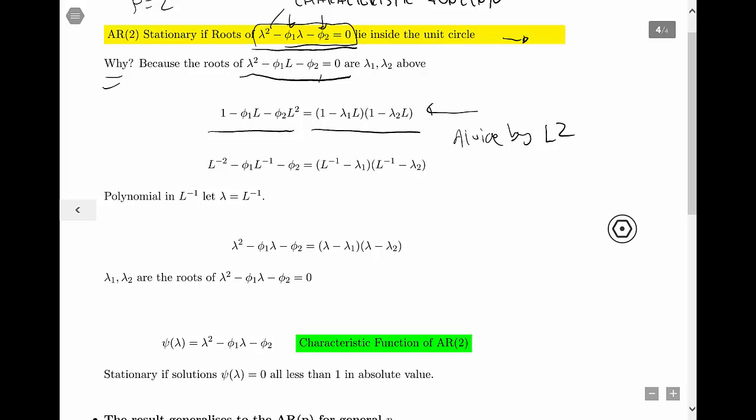Okay, we're going to get L to the minus 2 minus phi1 L to the minus 1 minus phi2. And again, we're going to divide by L and divide by L. So we're going to get to this here, because we are dividing this by L squared. So again, we're going to divide by L squared, which we can just do by dividing by L, divide by L. We're going to get to here.